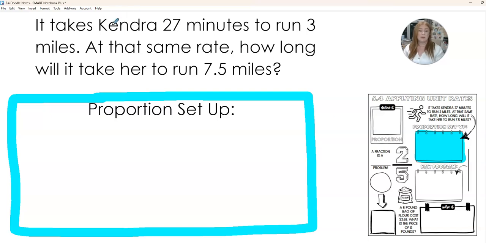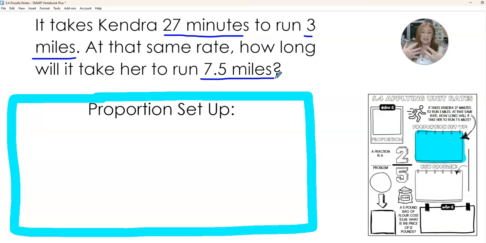So we have our example. It takes Kendra 27 minutes to run 3 miles. So 27 minutes to go 3 miles. So we have a rate here. We have minutes and miles. We have two separate things that we're comparing. And at that same rate, right, we want to keep that same proportion. How long will it take her to run 7.5 miles?